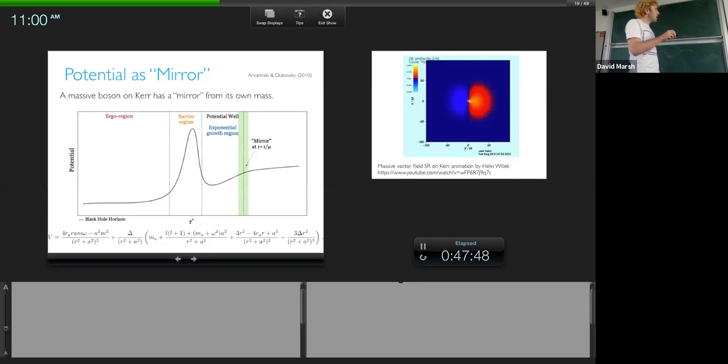So you trap your waves in here, but the solutions have some tail into the ergo region and into the horizon. So that's why they can now become involved in the Penrose process. So your waves are trapped, but they have the right tails to be involved in the Penrose process. So now the occupation numbers of some of these states can grow. So some states, Lm, will grow.